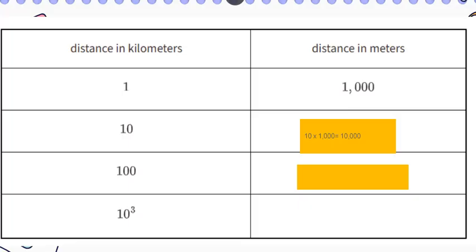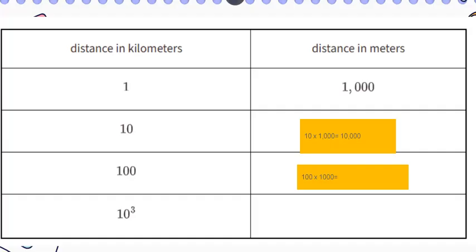So that one now is, if we have 100 kilometers, what is our distance in meters? So we're going to begin with 100. And again, we know that there's 1,000 meters in a kilometer. So we're going to times that by 1,000.